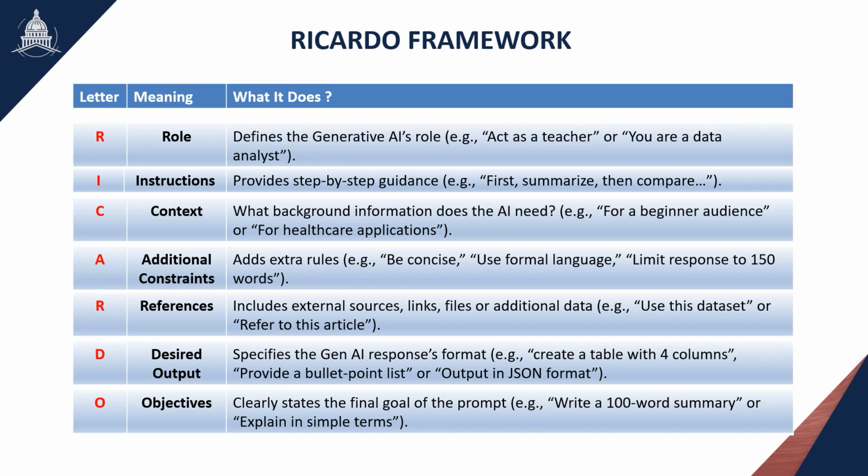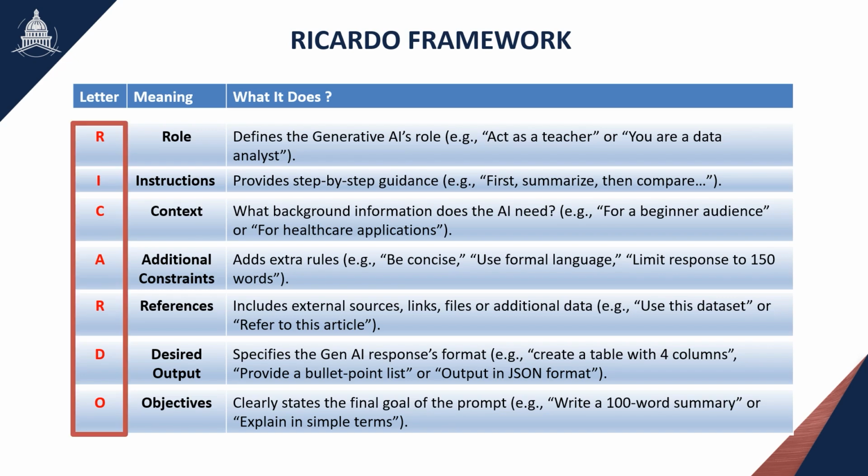To make these elements easy to remember, we reorganize them in this order and we get the RICARDO framework. So R for role, I for instructions, C for context, A for additional constraints, R for references, D for desired output, and O for objectives. This method ensures that AI understands what you want and delivers the best possible response. Now, let's see how we can use RICARDO in real-world applications.